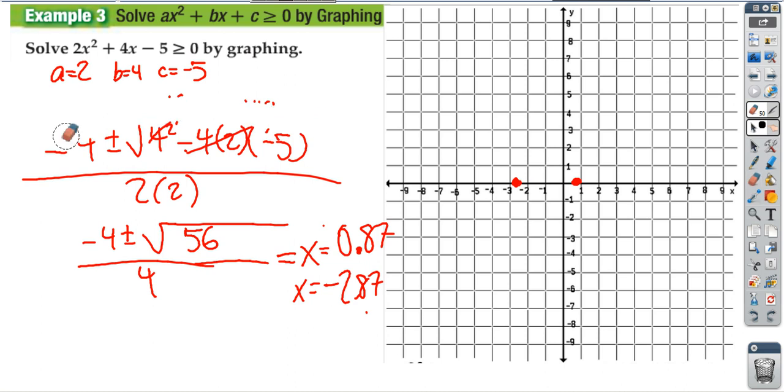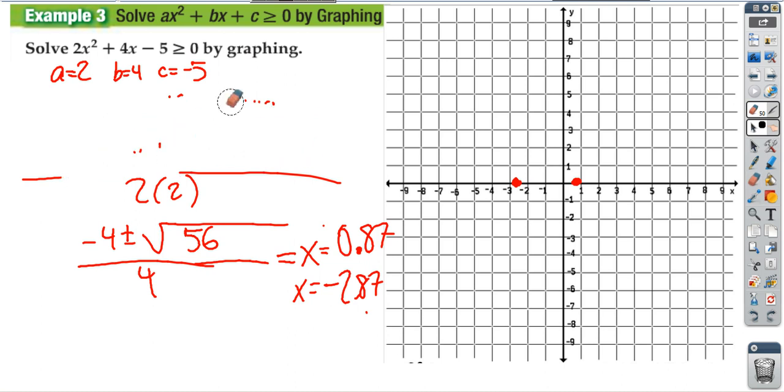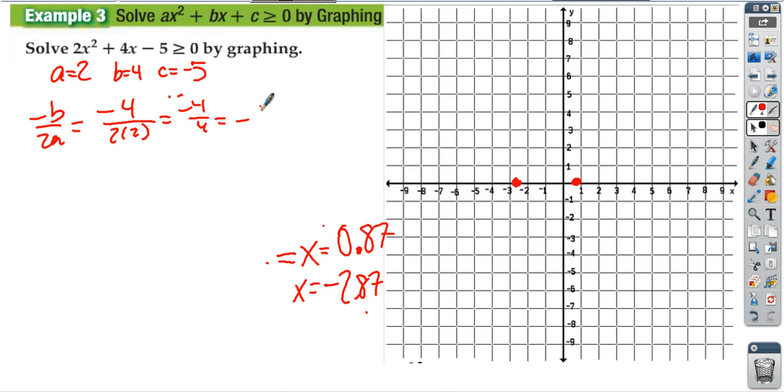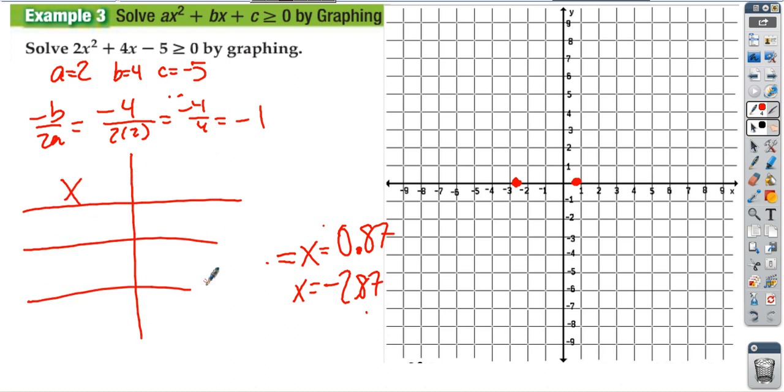Now obviously we need to graph it, so let me clear this off and we'll graph it like we did before by finding the vertex. Now that we know our two zeros, our vertex is going to be -b, -4, over 2a, so over 2 times 2. That's negative 4 over 4, or negative 1. So then we'll get our picture right here. Negative 1 will go in the middle, one number bigger and one number smaller. And then we just have to plug in our x values to get the y.